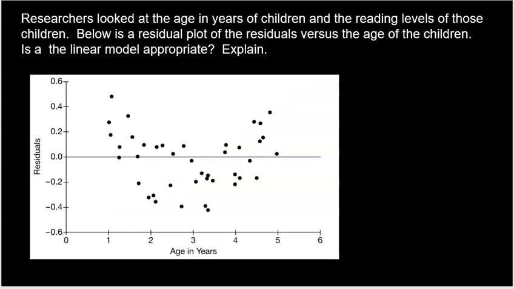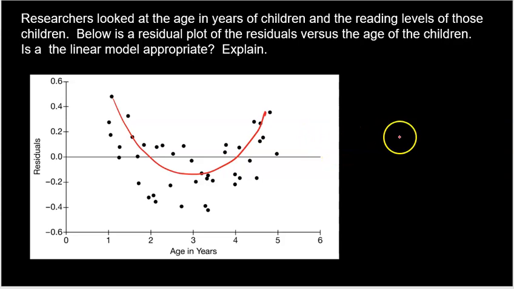All right. Researchers looked at the age in years of children and the reading levels of those children. Below is a residual plot of the residuals versus the age of the children. So this is not a scatter plot. This is a residual plot. And is a linear model appropriate? Well, I hope you're saying no. Look at the pattern. I clearly see a pattern here of a curve, right? That's a bad thing.